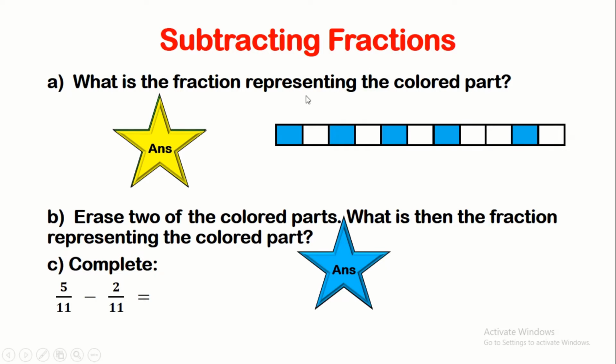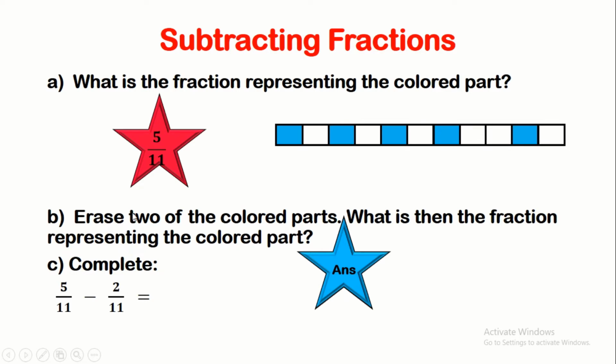As you see here, we also have an activity. What is the fraction representing the colored part in the figure? If you note, how many colored parts do we have? 1, 2, 3, 4, 5. Out of how many parts in all? They are 1, 2, 3, 4, 5, 6, 7, 8, 9, 10, 11. 5 colored parts out of 11. We say the fraction representing the colored part here is 5 over 11.